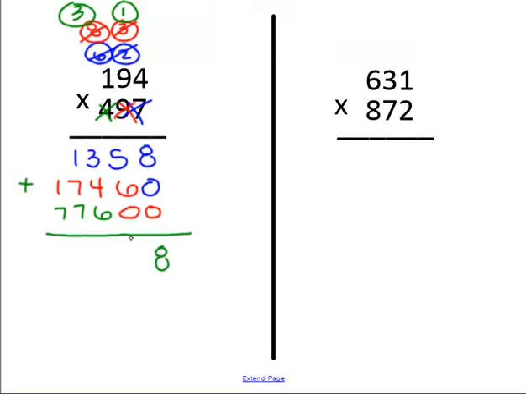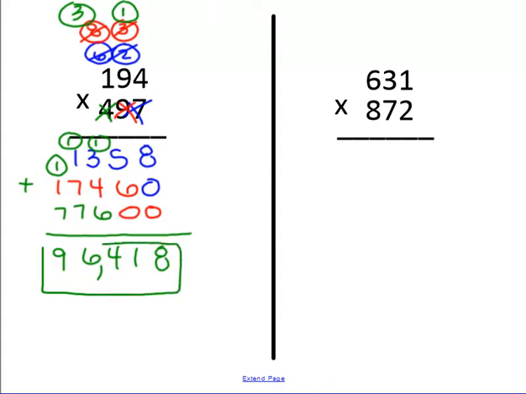5 plus 6 plus 0 is 11. So I'm going to carry the 1. 3 plus 4 is 7. 7 plus 6 is 13. Plus 1 is 14. So I'm going to carry another 1 and put my 4. 1 plus 7 is 8. 8 plus 7 is 15. Plus my 1 is 16. So I'm going to carry another 1. 1 plus 7 is 8. Plus 1 is 9. So my answer is 96,418.